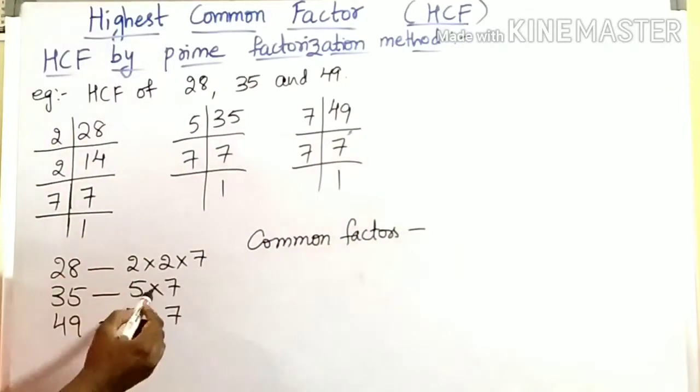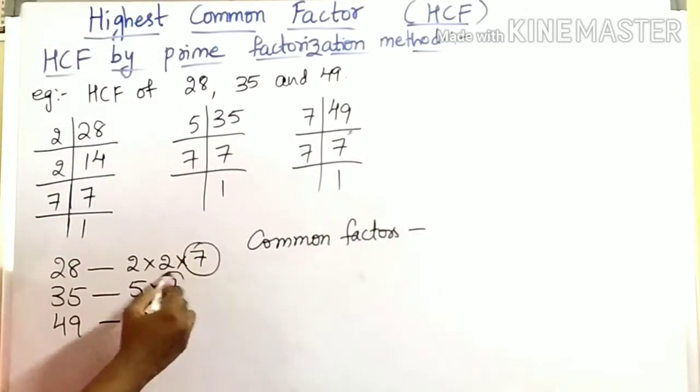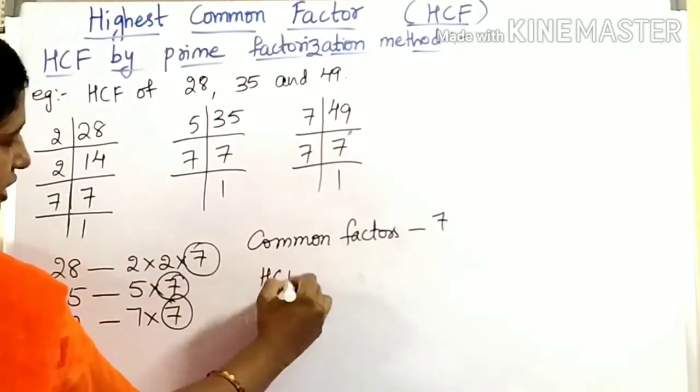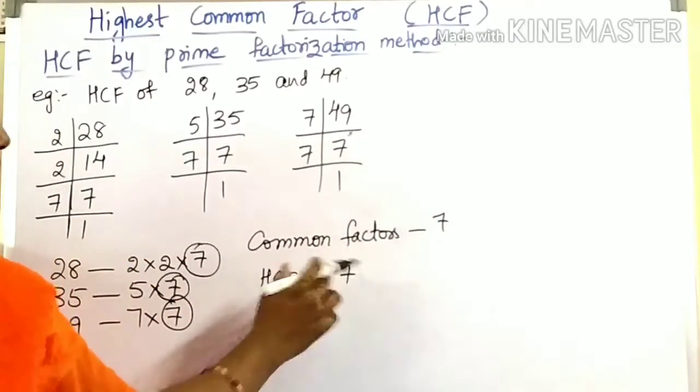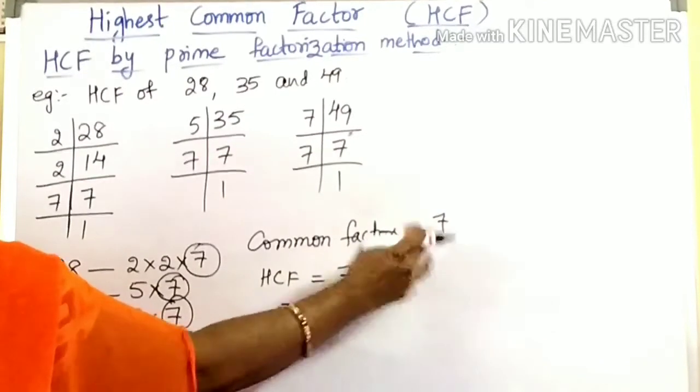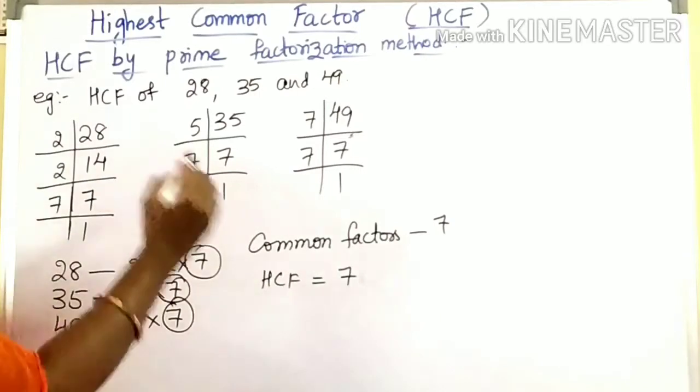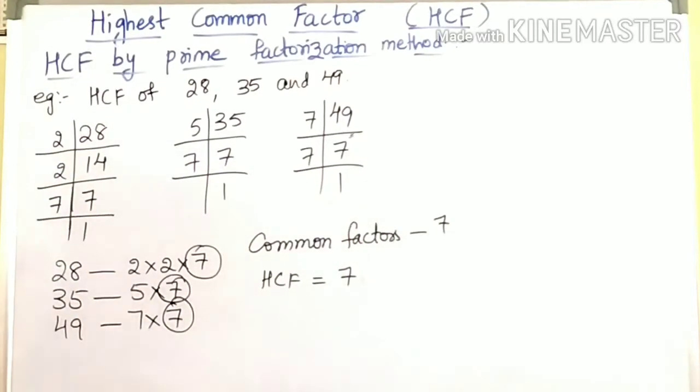Common factors are nothing but here only 7. So what is the HCF here? HCF is nothing but 7. Suppose if any other common factor you got, then the product of the common factors will give you the HCF. In this sum, the HCF is 7.